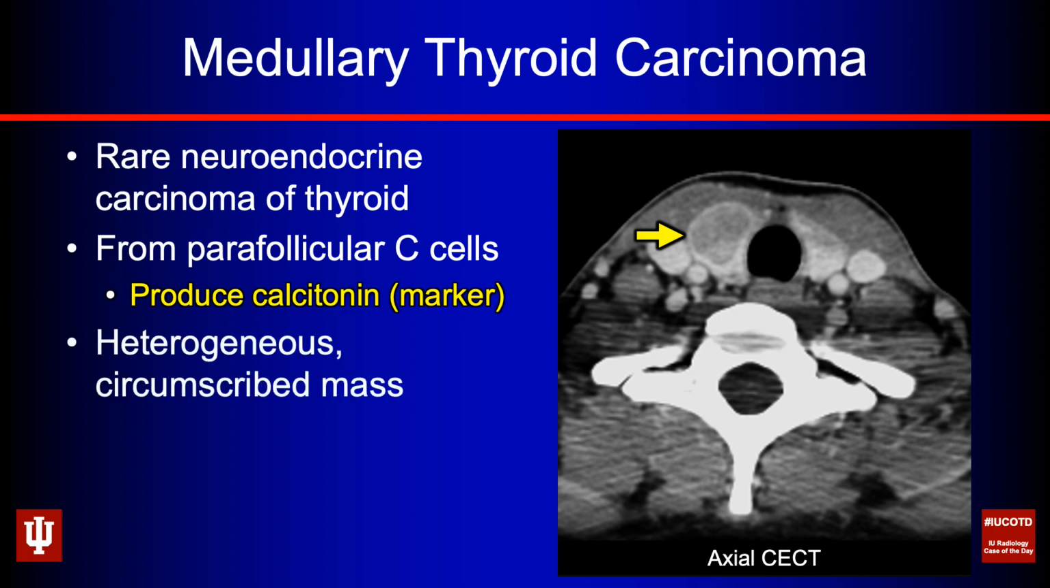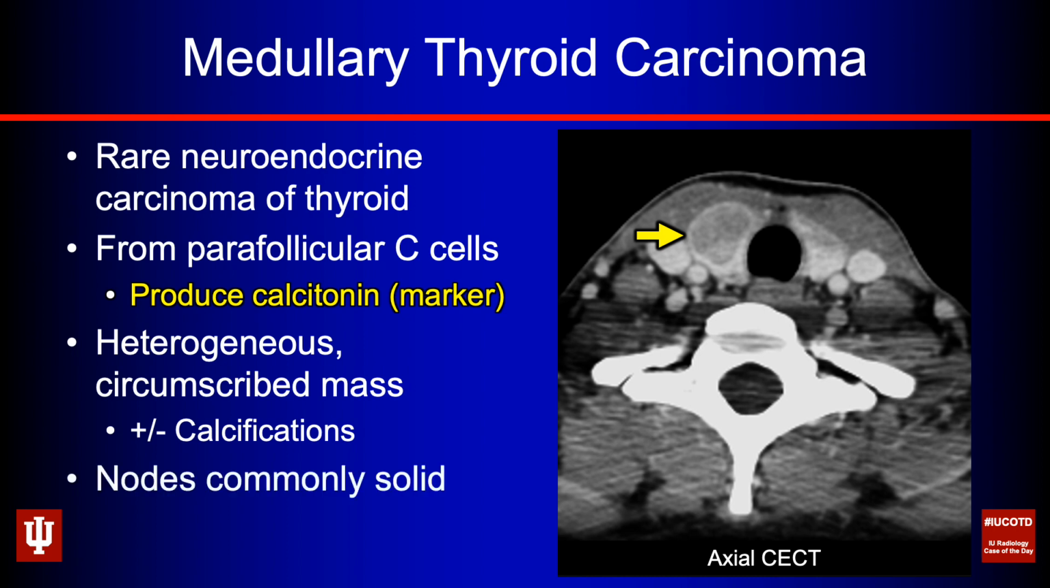These tend to be heterogeneous masses, but usually they're fairly circumscribed. In this case, nicely shows just how circumscribed this right lobe thyroid mass is. They may or may not have calcification. In comparison to differentiated thyroid carcinoma, the nodal metastases are more commonly solid. It's not a perfect paradigm. You certainly can get solid nodes with differentiated. You can get cystic or necrotic looking nodes from medullary, but in general, they're more solid with medullary thyroid carcinoma than with differentiated.